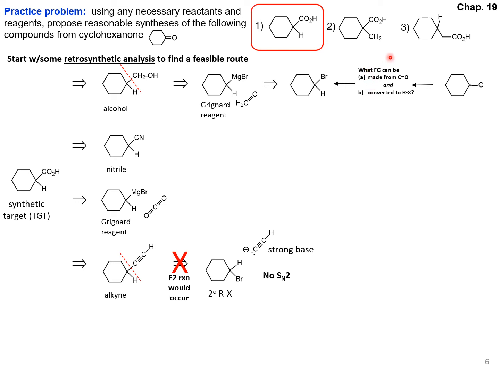What functional group can be made from the ketone and converted to the alkyl halide? So is there a functional group that can be made from a ketone and then converted to an alkyl halide? And the answer is sure there is. It's an alcohol. We know that we can reduce a carbonyl to this secondary alcohol with sodium borohydride.